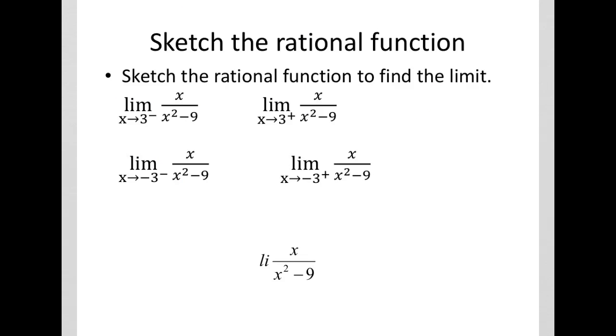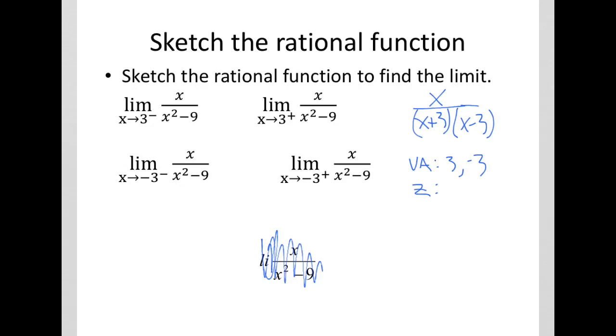Alright, so let's sketch this rational function so we can find these limits. So again, to do this, let's factor this function. We're going to end up with x over x plus 3 times x minus 3, like that. So I'm going to get two vertical asymptotes at 3 and negative 3. I'm going to get a 0 at x equals 0. And I'm going to have a horizontal asymptote at y equals 0. No holes or any fun things like that.